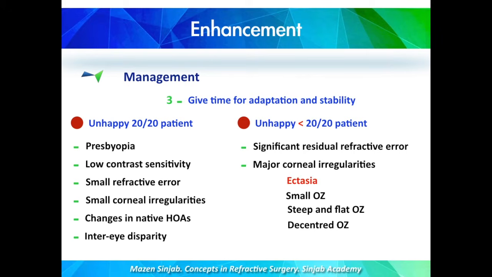except for ectasia. Whenever we diagnose ectasia, we have to act. We have to do cross-linking or other modalities of treatments according to the indication, but we should not wait. Otherwise, we have to give at least 6 months in order to give the patient the chance for adaptation, and you will find that a lot of these indications will disappear.